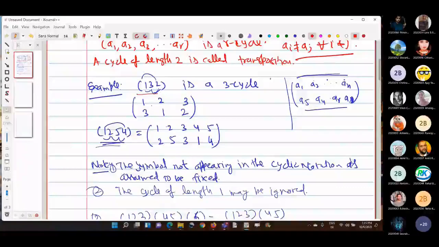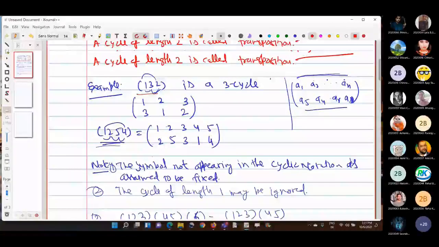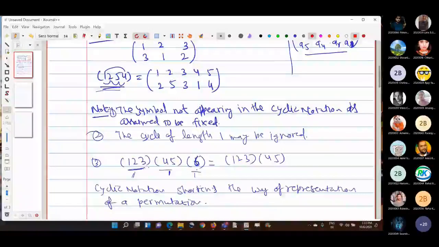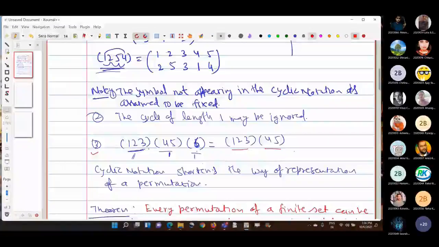Okay, then we can take another example here. Example number 3. This is a product of 2 cycles. One is a 3-cycle, one is a 2-cycle. Fine. Product of 2 cycles. Of course, you can find the composition of these two and then write the expression here.